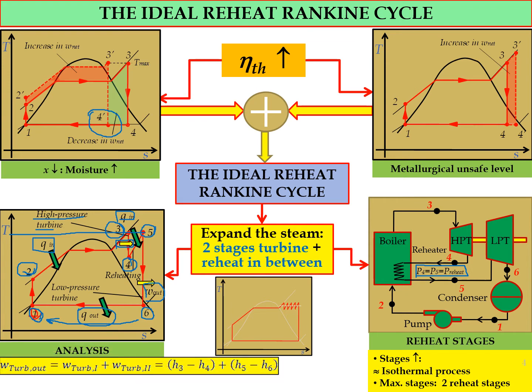In the analysis of this cycle, the work turbine out is equal to work turbine 1 plus work turbine 2, which is the work of the high pressure turbine plus the work of the low pressure turbine, and it is also equal to H3 minus H4 plus H5 minus H6. And Q in is equal to Q primary plus Q reheat, which is equal to H3 minus H2 plus H5 minus H4. This is the ideal reheat Rankine cycle and its analysis.